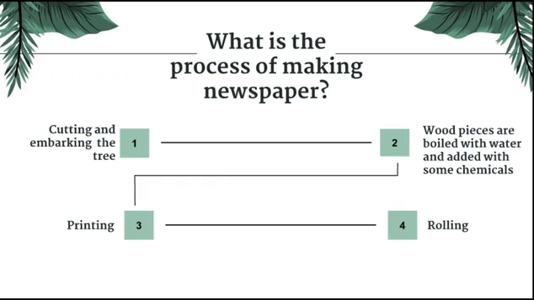And before we go into the problem, we will need to understand the process of making newspapers, which starts off by cutting and debarking the tree. Then, wood pieces are boiled with water and added with some chemicals, followed by printing and rolling.